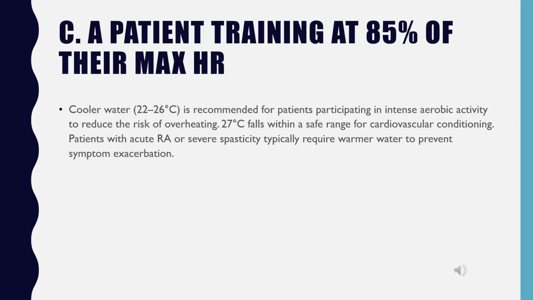Cooler water temperatures, so that 22 to 26 degrees Celsius, is recommended for patients participating in intense aerobic activity to reduce the risk of overheating. 27 degrees falls within a safe range for cardiovascular conditioning. Patients with acute RA or severe spasticity typically require warmer water to prevent symptom exacerbation, and so these answer choices would have been able to be ruled out pretty easily.